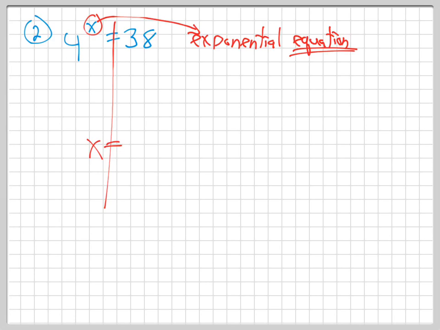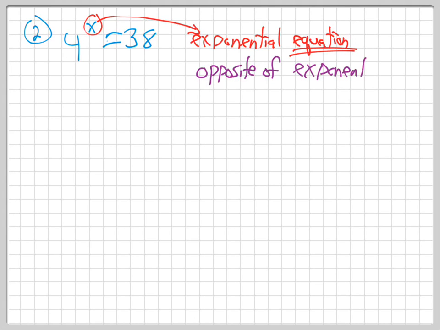So how are we going to do this? What do you do when the x is up in the power zone? How are we going to get x alone? Well, here's the trick. You do the opposite. The opposite of an exponent is natural log. Really, any log will do it.